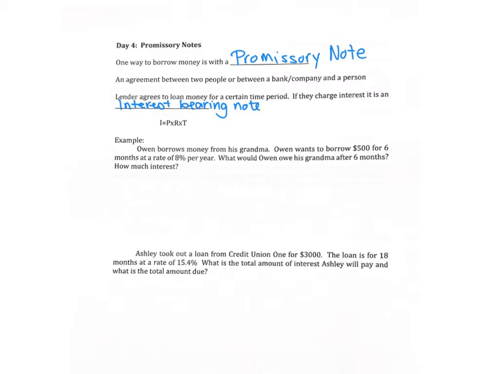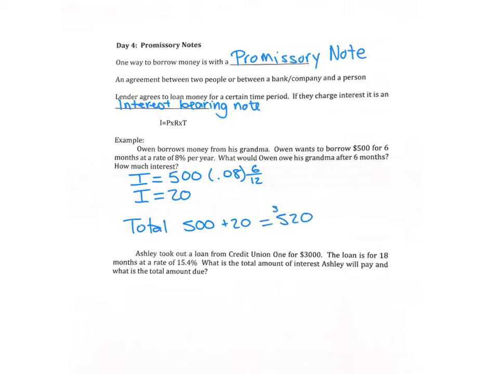So we are going to calculate our interest using our interest formula. Owen is borrowing $500 at a rate of 8%. He is borrowing it for 6 months, so 6 out of 12 or 0.5, however you want to think about it. If you multiply all that together, he's going to end up owing his grandma $20 in interest. In total, he's going to owe his grandma the $500 that he borrowed from her, plus the $20 in interest, so he's going to owe her a total of $520.